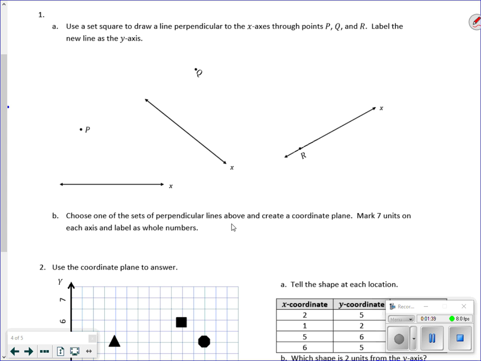So this one, it says through the point P. So if I go through point P, and that is not exact, it is not perfect, but you know what? We'll be okay. So perpendicular means it has to intersect and make a 90-degree angle. So, and then labeling it as the y-axis. So this is the x-axis, this is the y-axis.